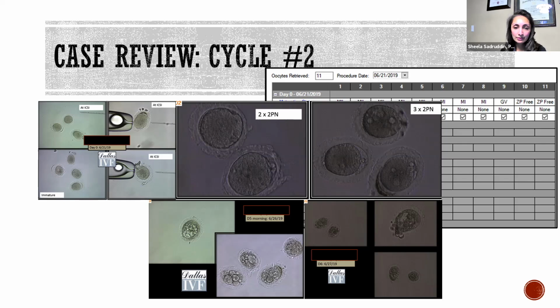All right, so the physician and the patient wanted to try one more time. Against all of our recommendations, they went ahead and tried again. So if we can move over to the next slide. This is cycle number 3.